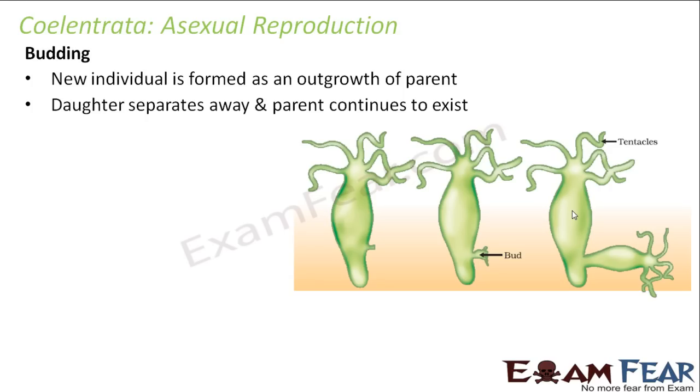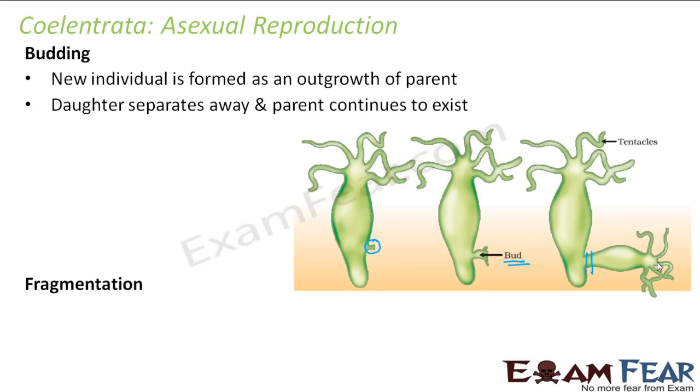Hydra is a classic example of budding. In Hydra, you actually see that a small outgrowth happens in the body, and this outgrowth is known as a bud. It starts developing, and once it becomes mature, it separates away from the parent body. That is how reproduction happens by budding.